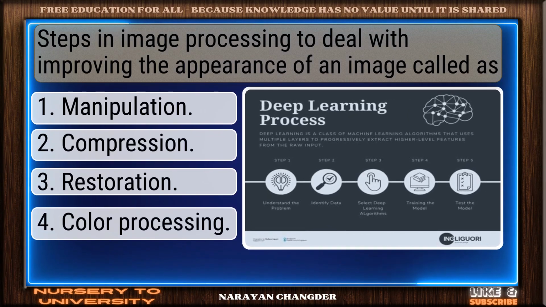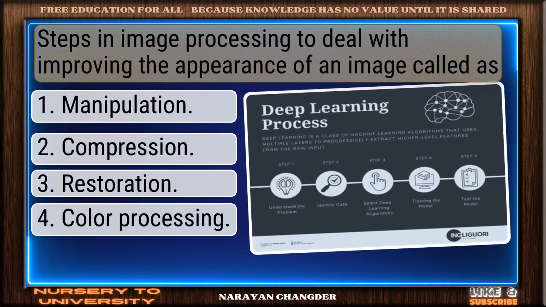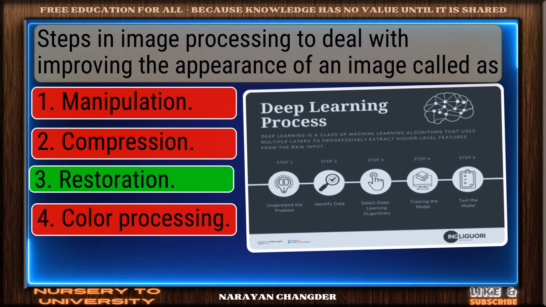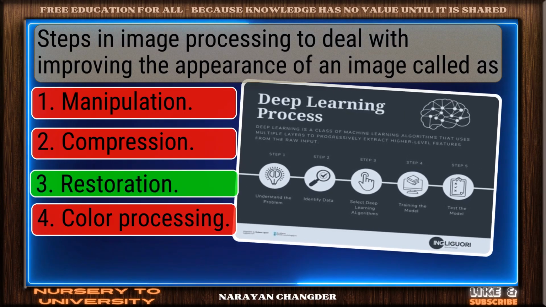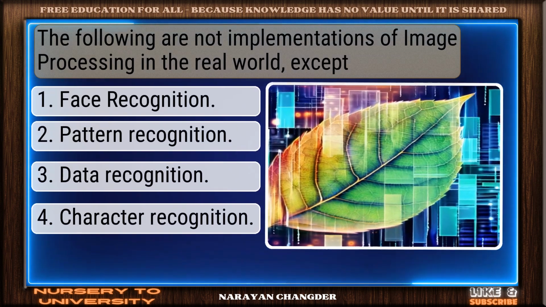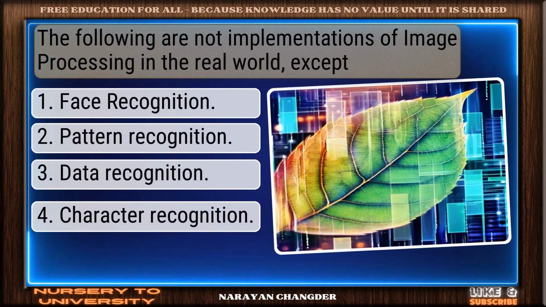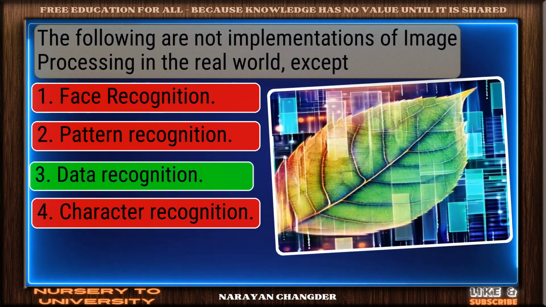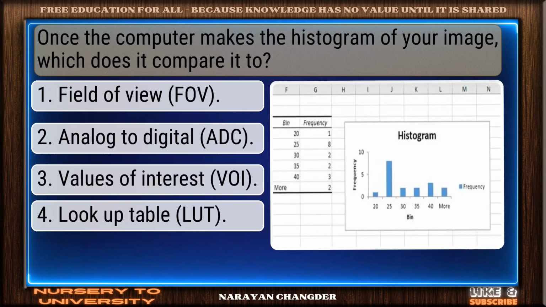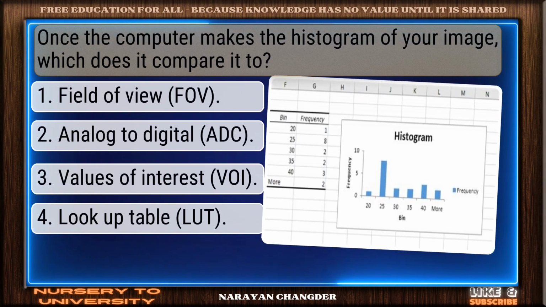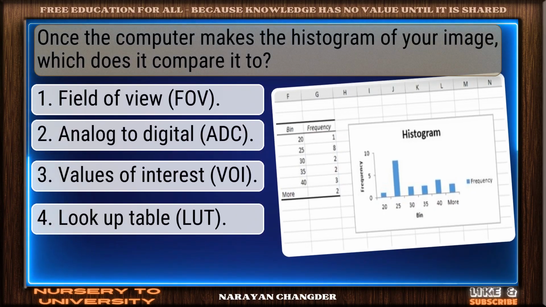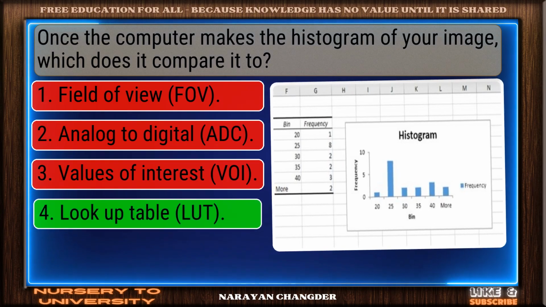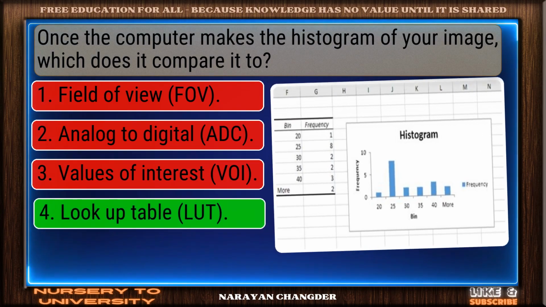Question number 15. Steps in image processing to deal with improving the appearance of an image called as? Excellent. Restoration is a brilliant choice. Question number 16. The following are not implementations of image processing in the real world, except? Nicely done. Data recognition is a solid answer. Question number 17. Once the computer makes the histogram of your image, which does it compare it to? Correct response. Lookup table is the most accurate answer.